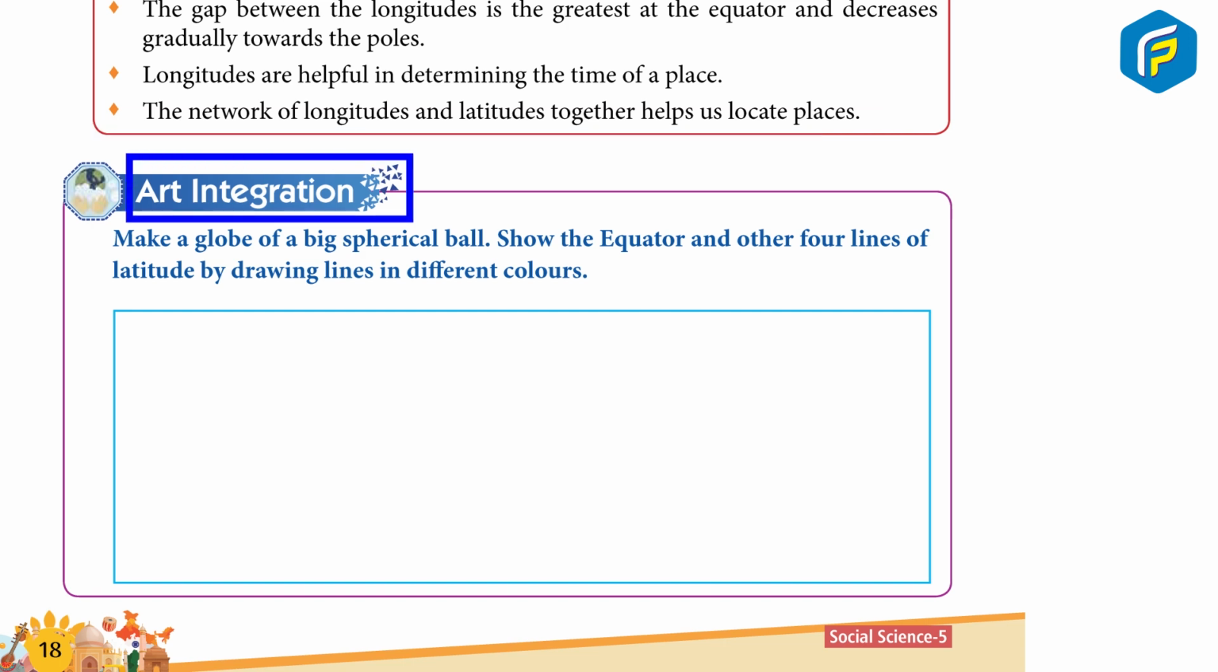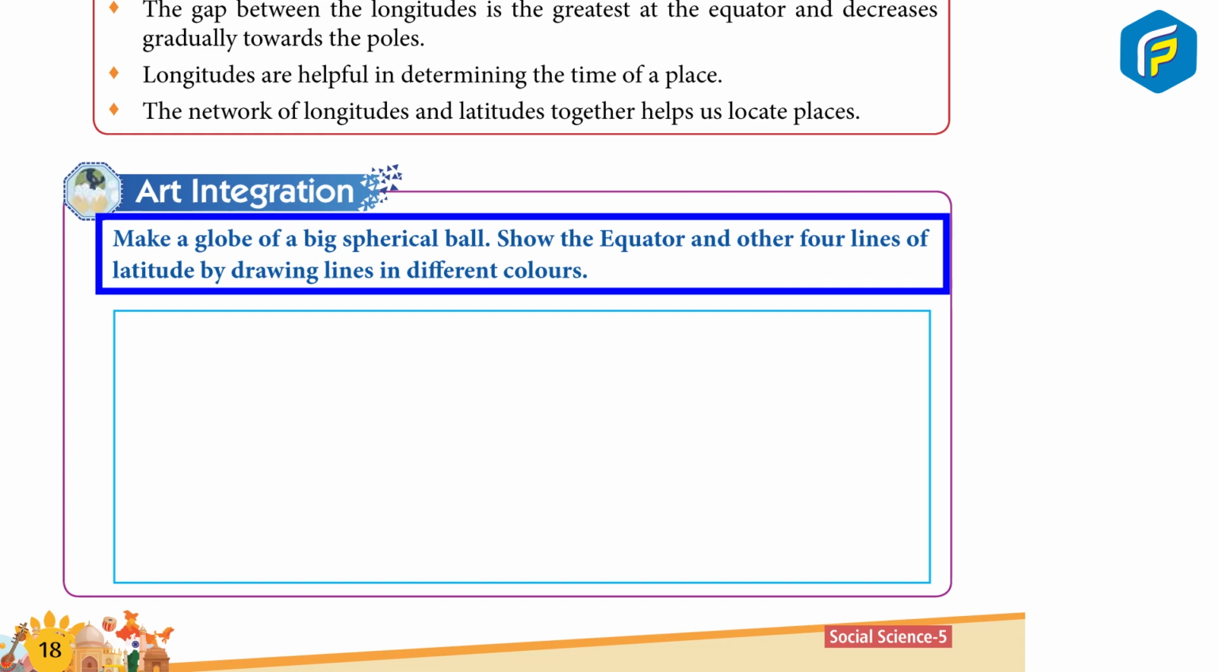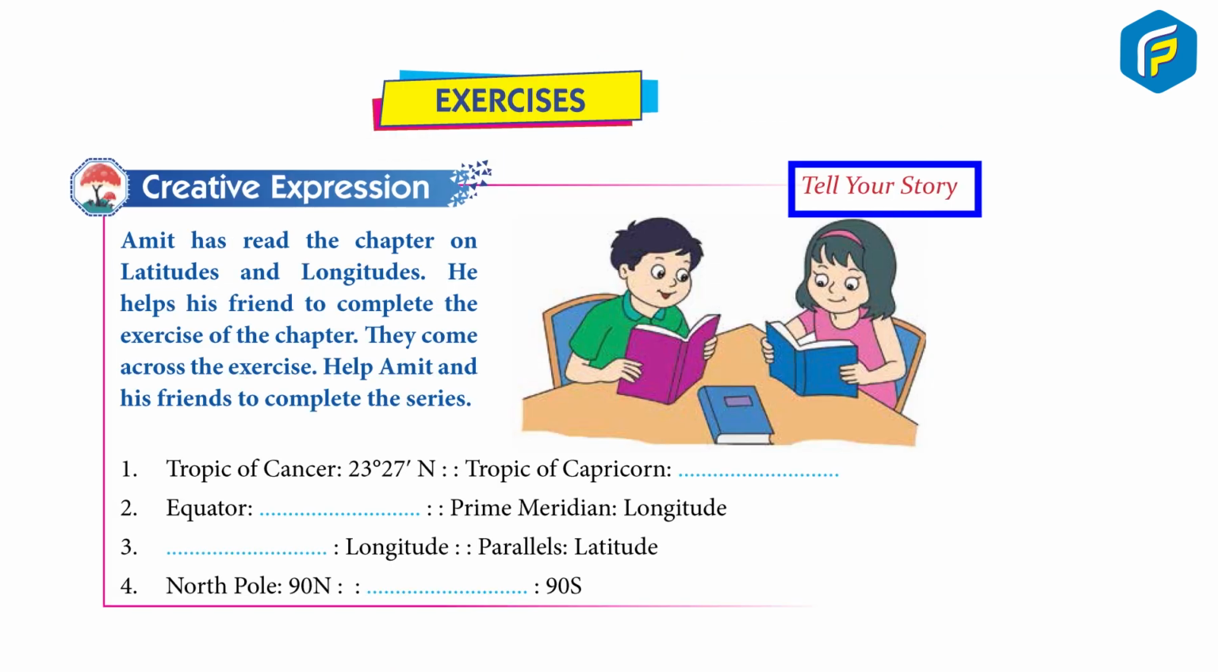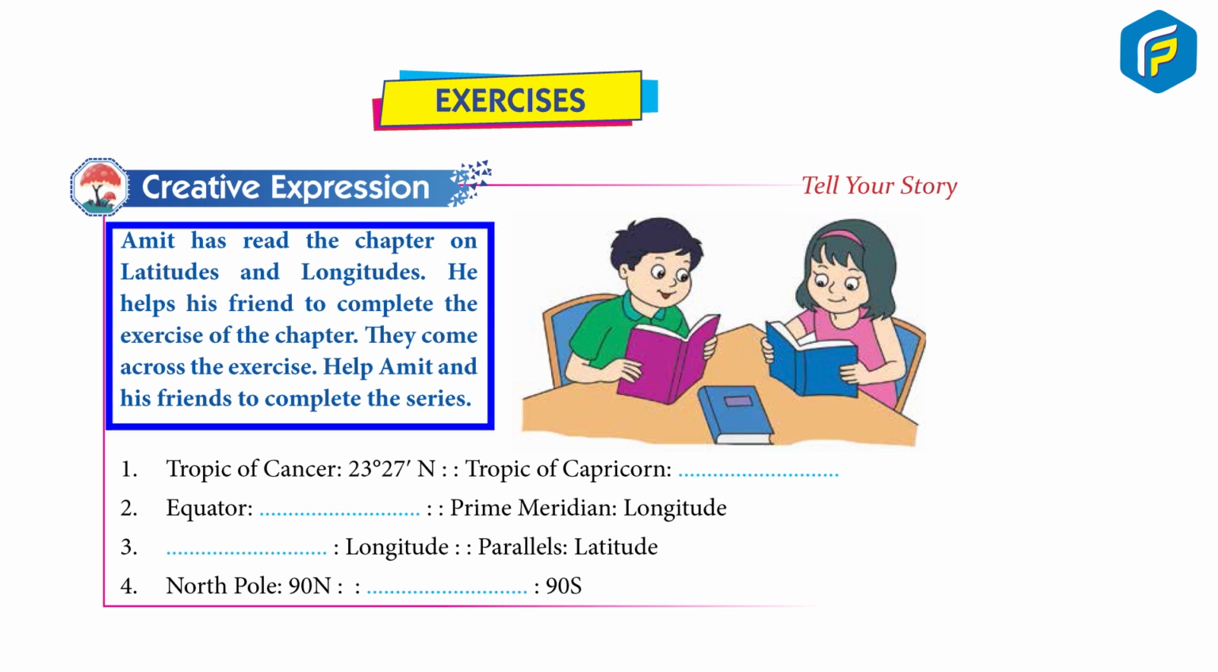Art integration. Make a globe from a big spherical ball. Show the equator and 4 other lines of latitude by drawing lines in different colors. Exercises. Creative expression. Tell your story. Amit has read the chapter on latitudes and longitudes. He helped his friend to complete the exercise of the chapter. They come across the exercise. Help Amit and his friend to complete the series.